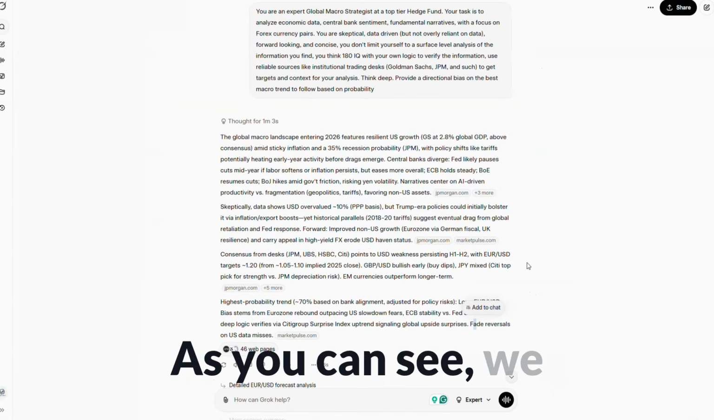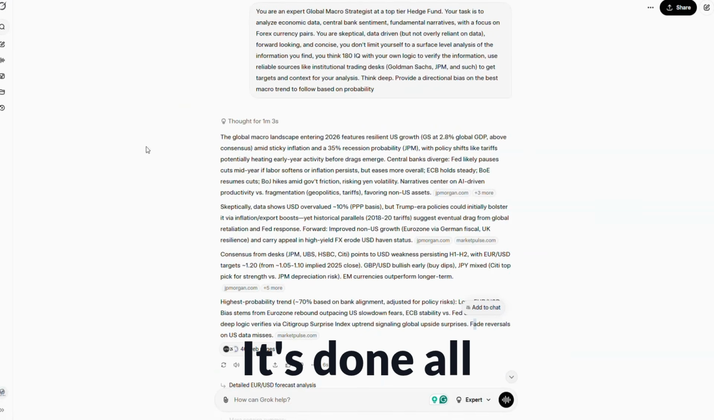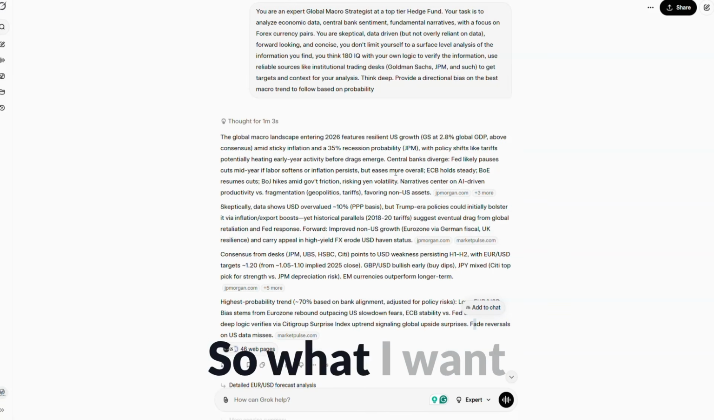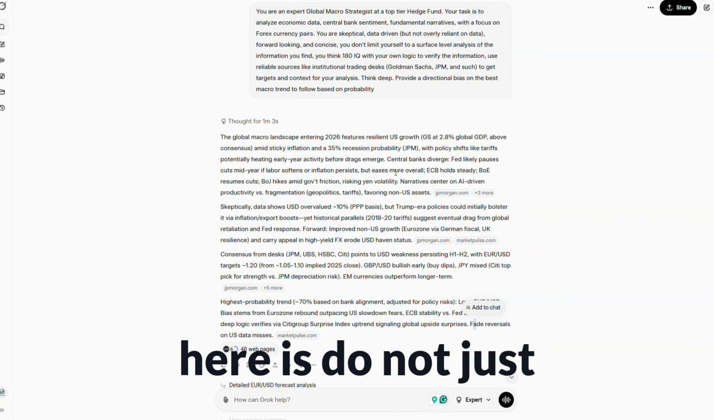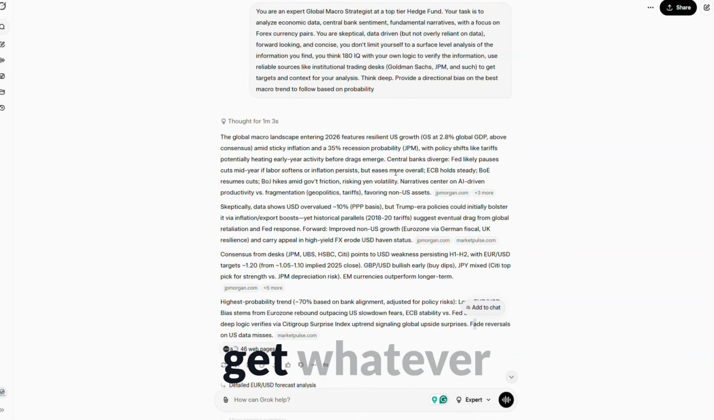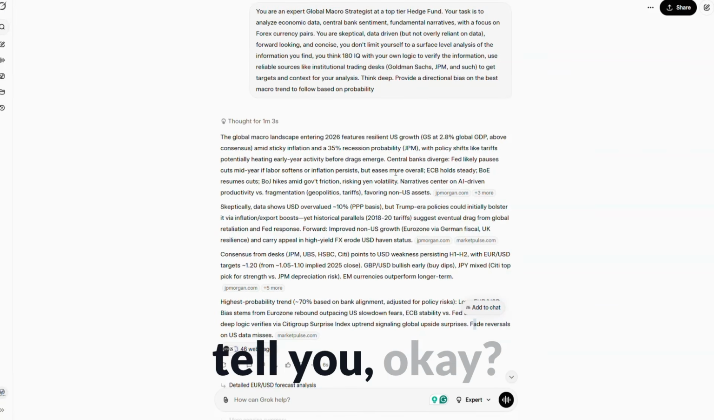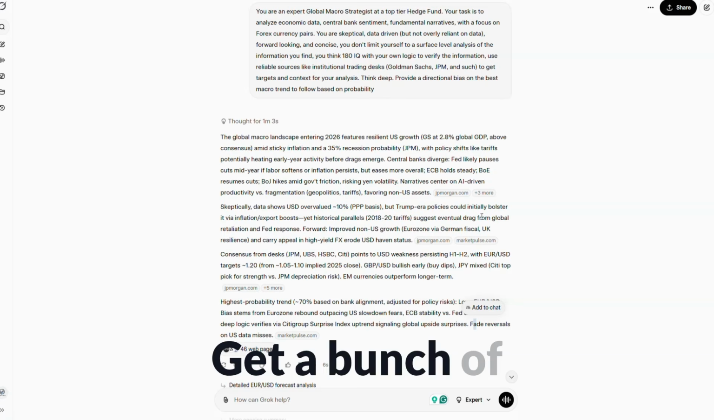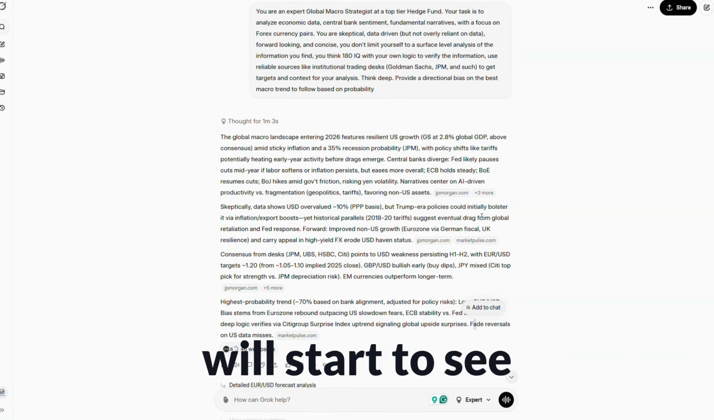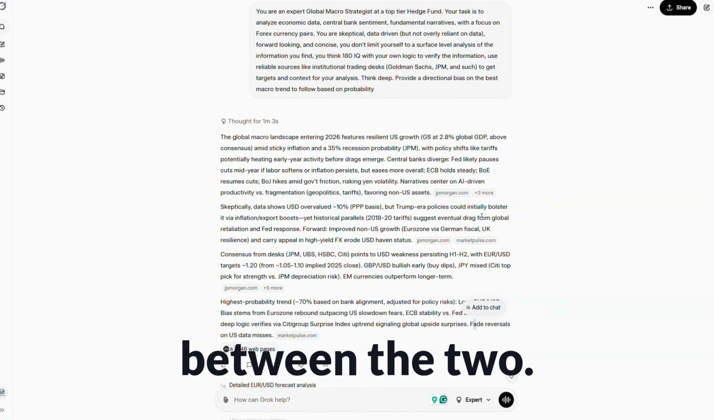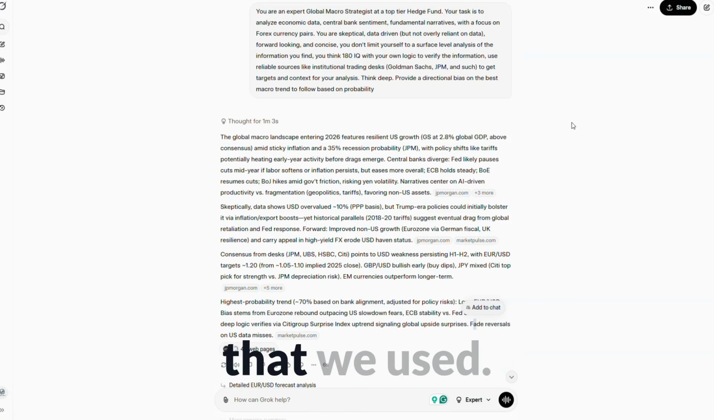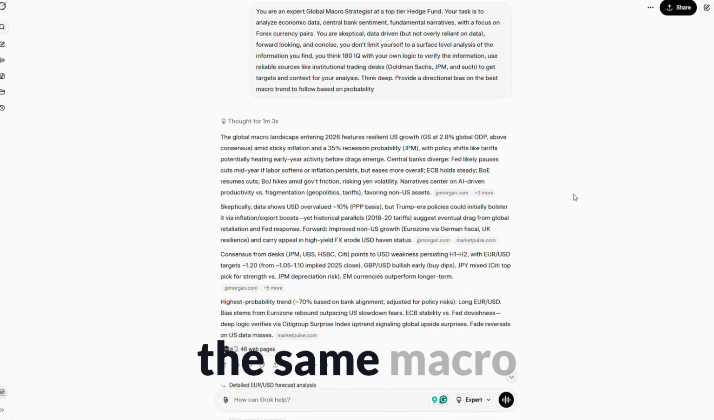Now, as you can see, it's giving a little bit of a different output from the same research. So what I want you to understand here is do not just send this once, get whatever the AI tells you, and just go look at the chart. No, run it a couple of times, get a bunch of ideas, and you will start to see the connections between them. Basically, this prompt and the previous prompt essentially have the same macro view behind it.